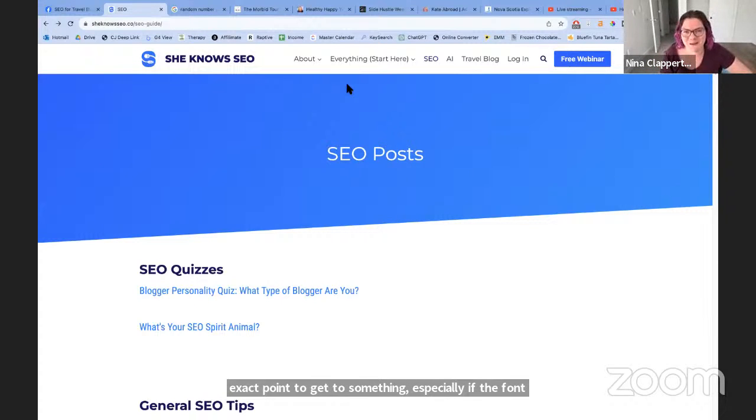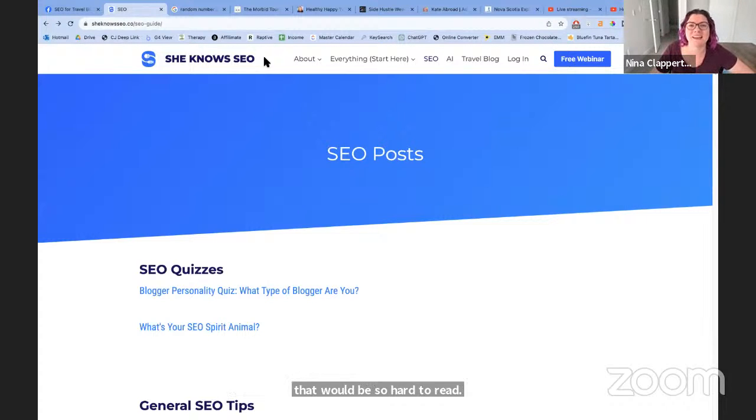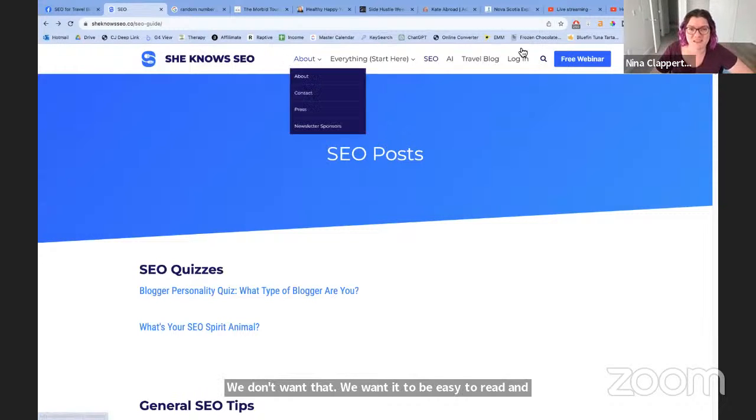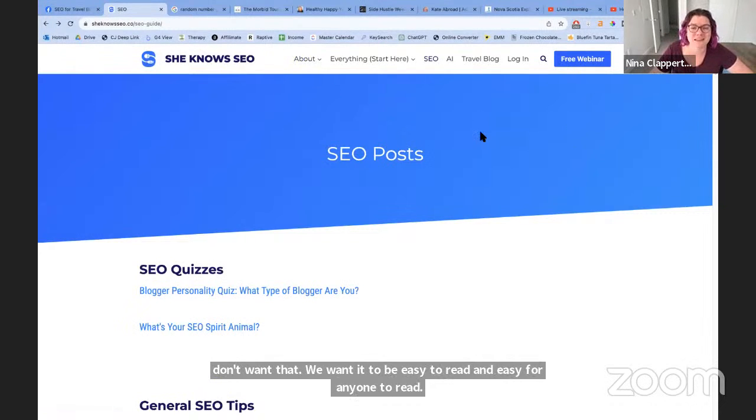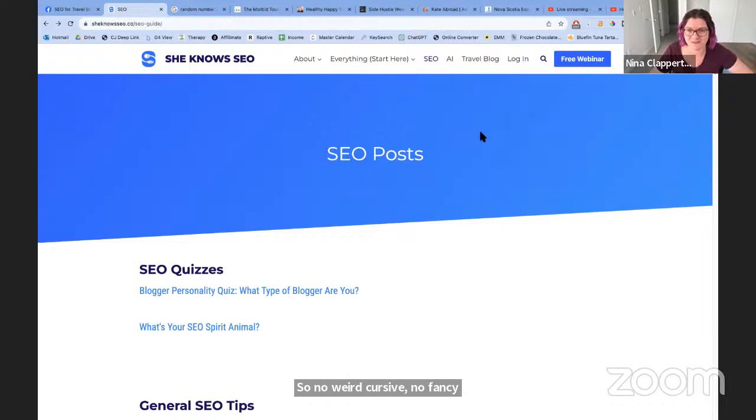Make your menus bigger, people. Make it easy to read, make it high contrast. If I had light gray here on the white background of my menu, that would be so hard to read. We don't want that. We want it to be easy to read and easy for anyone to read. So no weird cursive, no fancy nonsense. Keep it simple. That's the best thing we can do, okay?